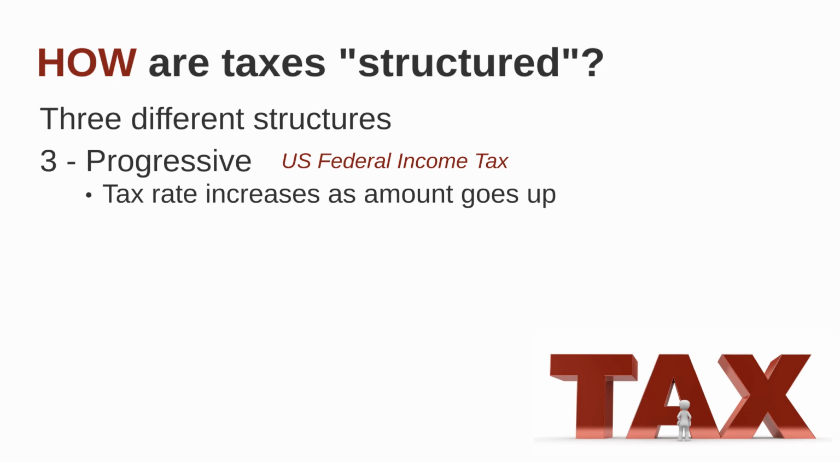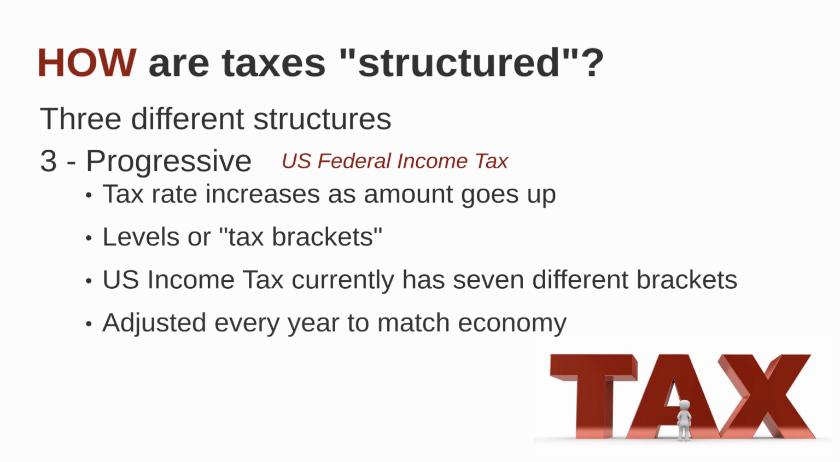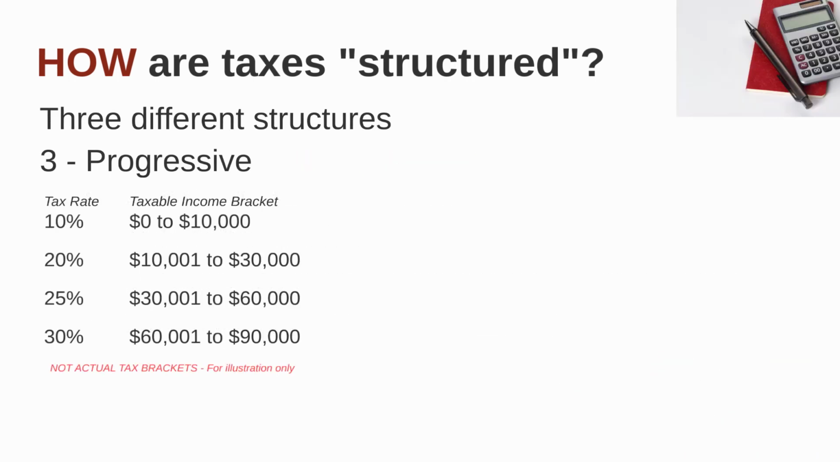The tax rate goes up in different brackets as the amounts go up, and I'm going to illustrate what that means here in just a second. As of right now, the United States tax system has 7 different brackets, and that'll be explained in a second. Those brackets, the rates and the ranges, are adjusted every year to match the economy. Let me give you an example of a fictitious tax bracket. These are not the way they're actually set up.